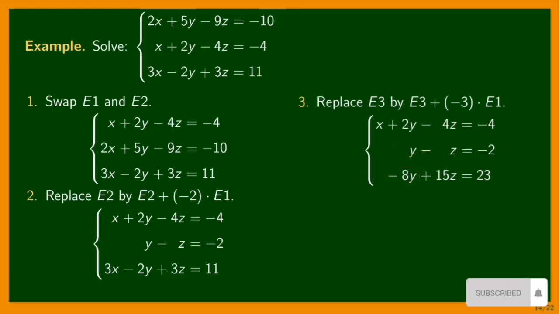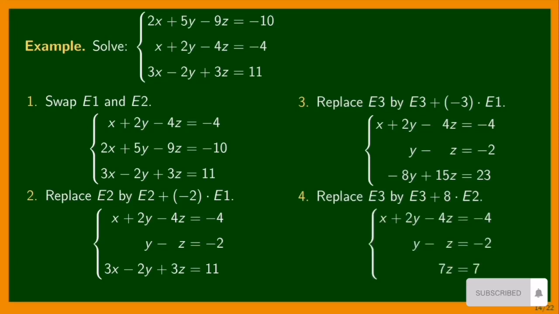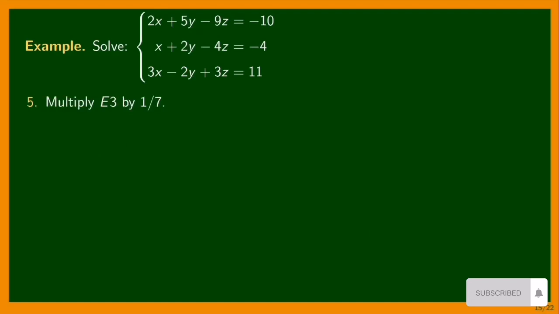So this is now your new equations 1, 2, and 3, right? So, we replace the third equation by the sum of it with 8 times the second equation, thereby giving us the following. Now, we don't like a 7 here, right? What do we do? We multiply by 1 over 7 both sides of equation 3, therefore producing this.